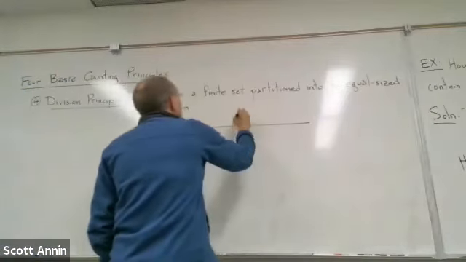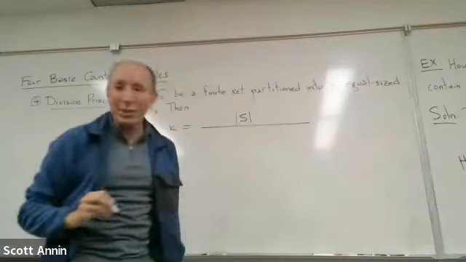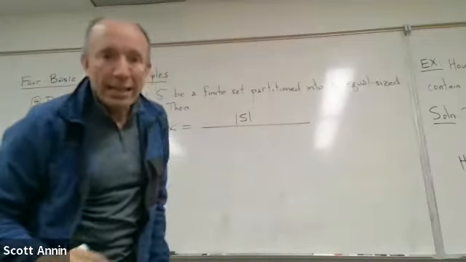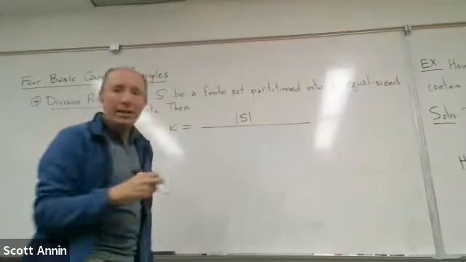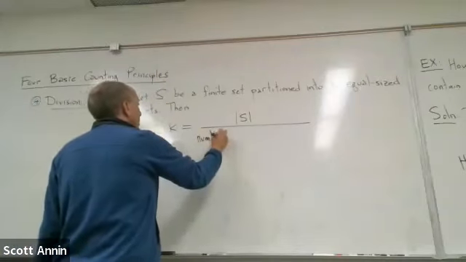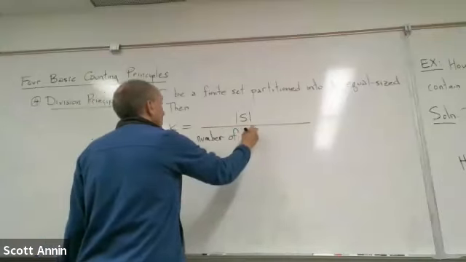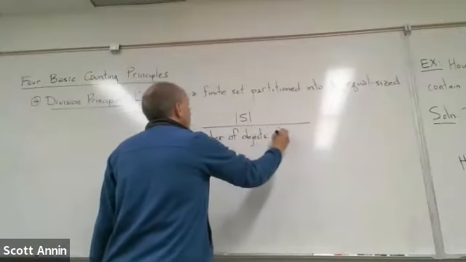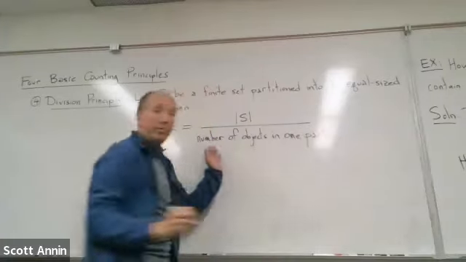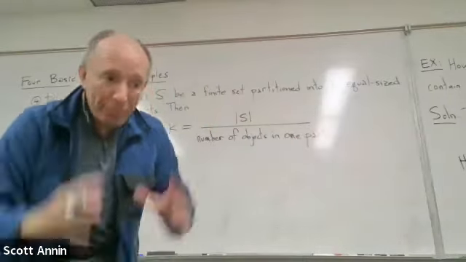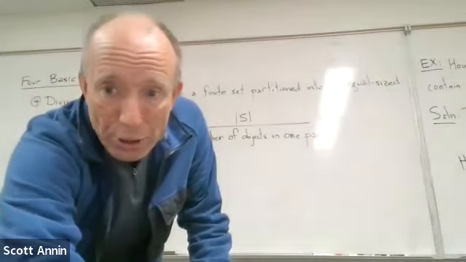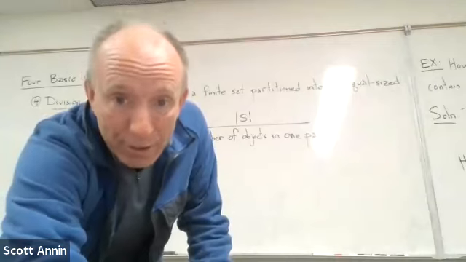We take the full size of the whole set S. Let's suppose that we know how to do that. We take the entire set S and we divide by the number of objects in one part. So that might be something relatively easier to calculate.